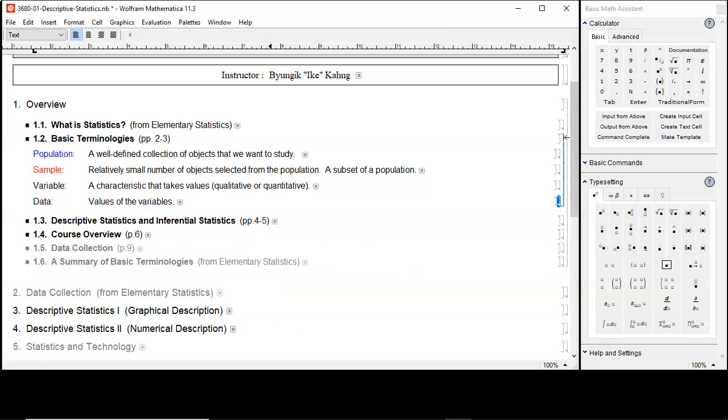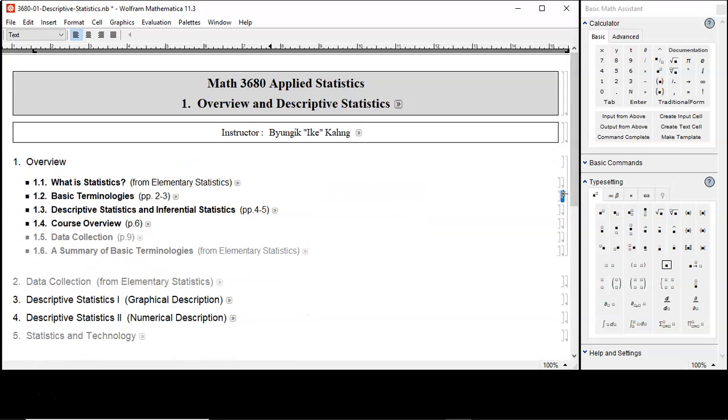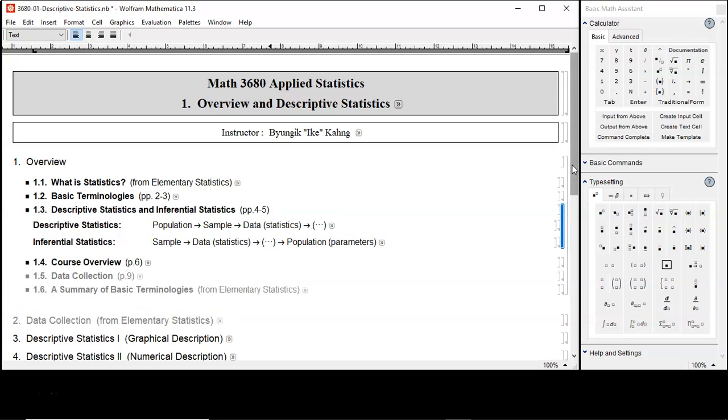Now that we went through all those terminologies, we'll be able to get a course overview in a little bit more precise terms like this. What do you mean by descriptive statistics? From population, we get sample. From sample, we get data, sample statistics, and we do some analysis, some computation and presentation. Those kinds of things are descriptive statistics.